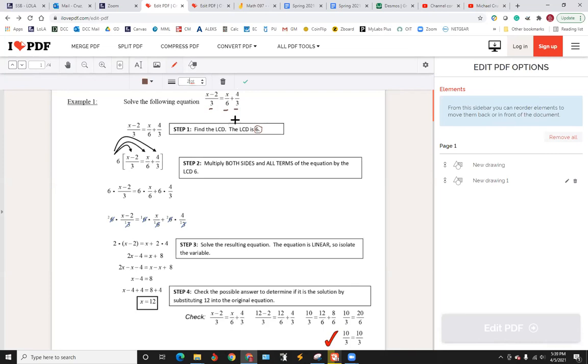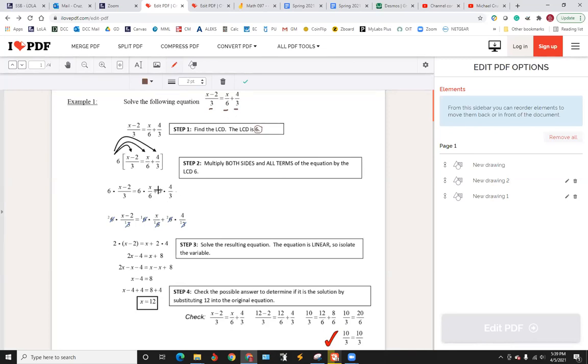Can't just use three because six can't divide into three evenly. So now, once we do that, we multiply everything by 6. Remember, it's 6 over 1. When you multiply the first one by 6, the (x minus 2) over 3, the 3 goes into the 6 twice. So you're multiplying 2 times what's left, which is the x minus 2. On the middle term, x over 6, the 6's take each other out. All we're left with is just the x.